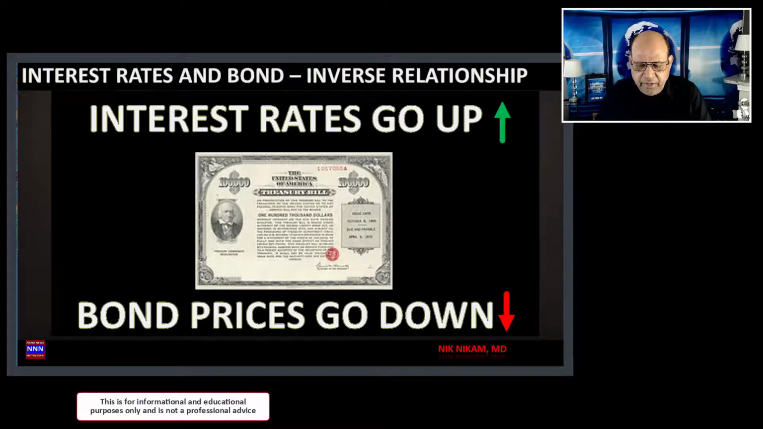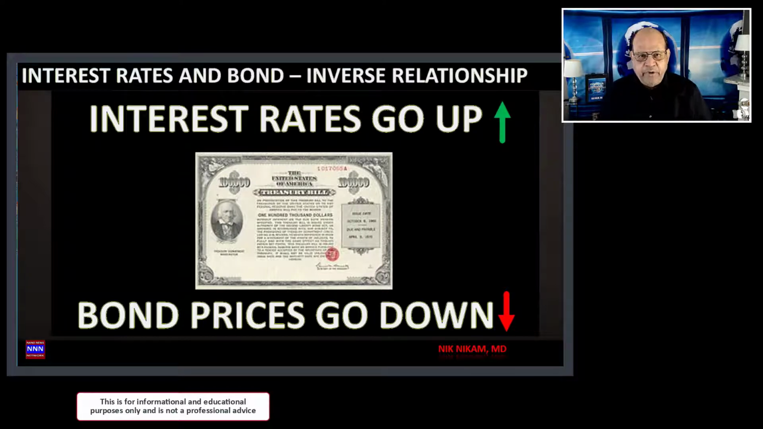I am NIK NIKAM. In this presentation, we are going to look at the effect of interest rates on bond prices. There is an inverse relationship between interest rate and bond prices. If the interest rates go up, the bond prices go down. And if the interest rate goes down, the existing bond prices go up. And we'll find out how they correlate.